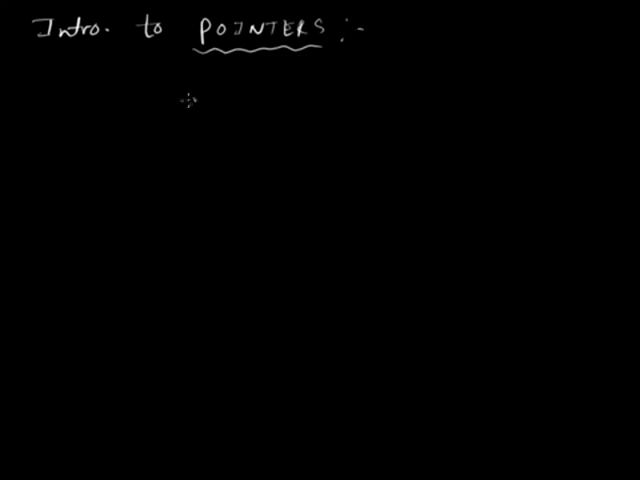When we use the scanf function, remember we pass it the address of a variable. How do we get that address? If you remember, we get that address using the address of operator. This operator, the single ampersand, is known as the address of operator. What it does is give the address. Address of what? Address of a variable.